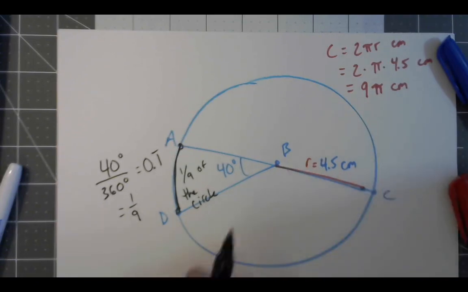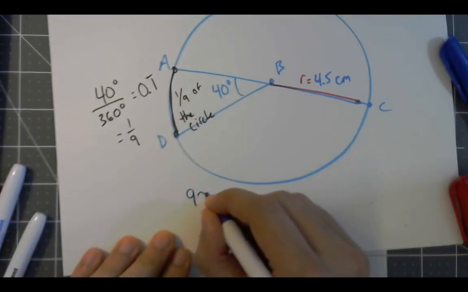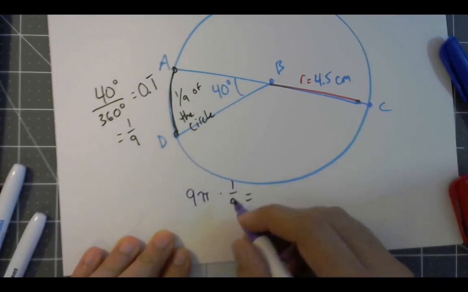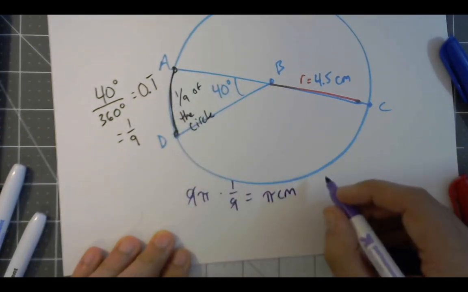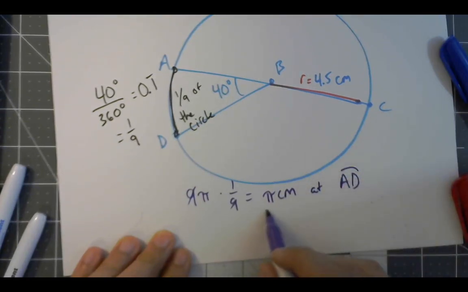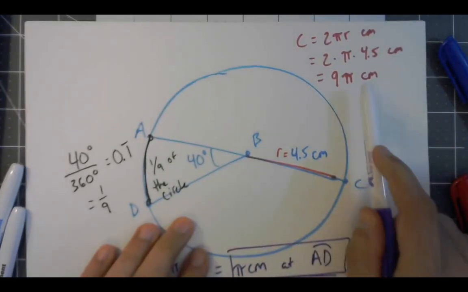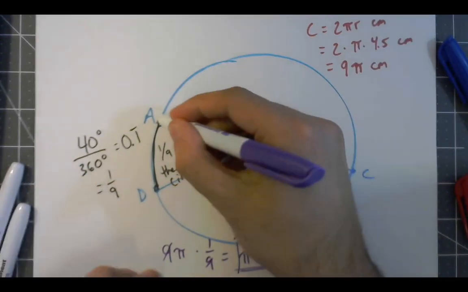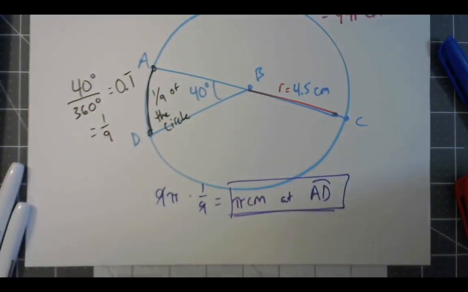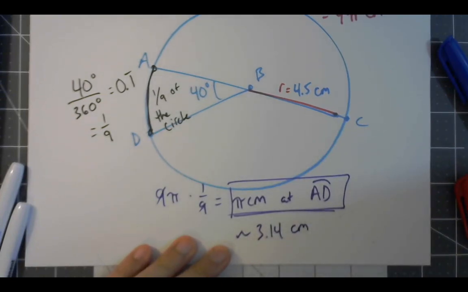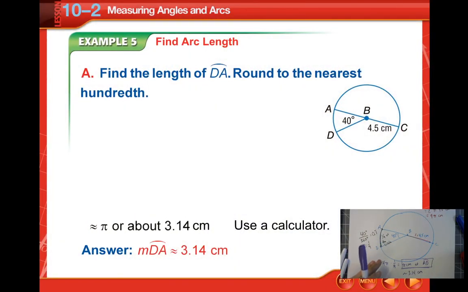So to find what this is, I need to put those two together. If I'm only using 1/9, 9 pi is all of it, times 1/9. Those 9s are going to cancel. And I have pi centimeters from here to here. I knew that because I could find how much I have total around it. I can find how much I'm spending here. And I take those two answers and I multiply them together. So I get pi centimeters. So it's about 3.14 centimeters. So we found the length of dA, rounded to the nearest hundredth.